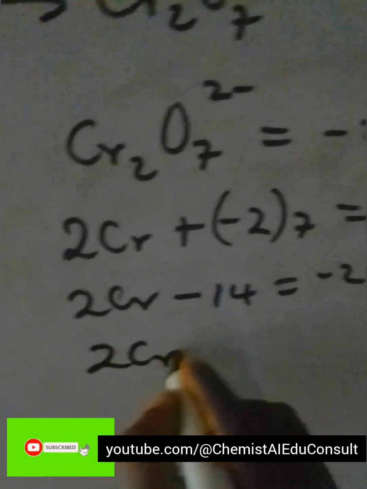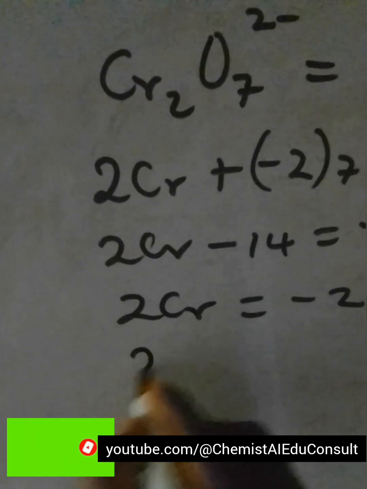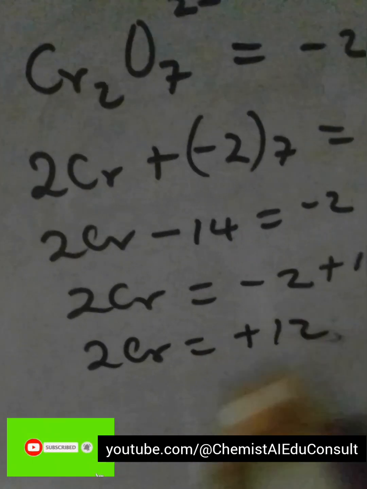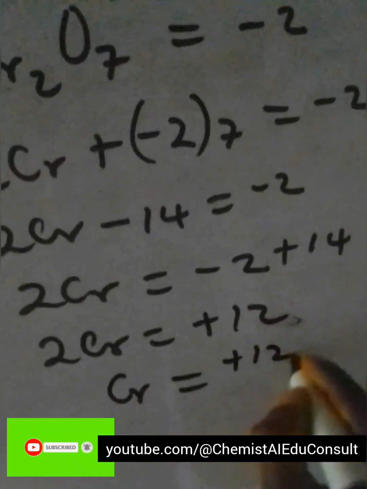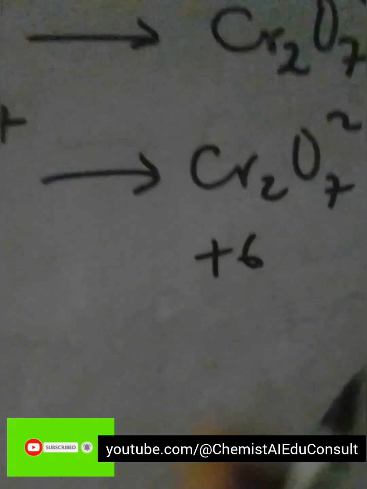So 2 chromium atoms will give us -2, and -14 crosses over to become +14. So 2 chromium atoms will give us -2 plus 14, which is +12. So 1 chromium atom will be +12 over 2, which is +6. So we assign +6 to the chromium atom here.